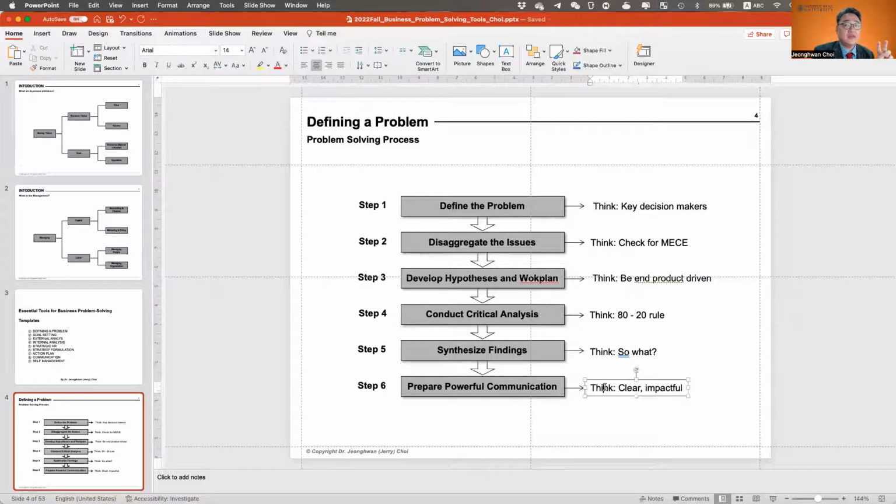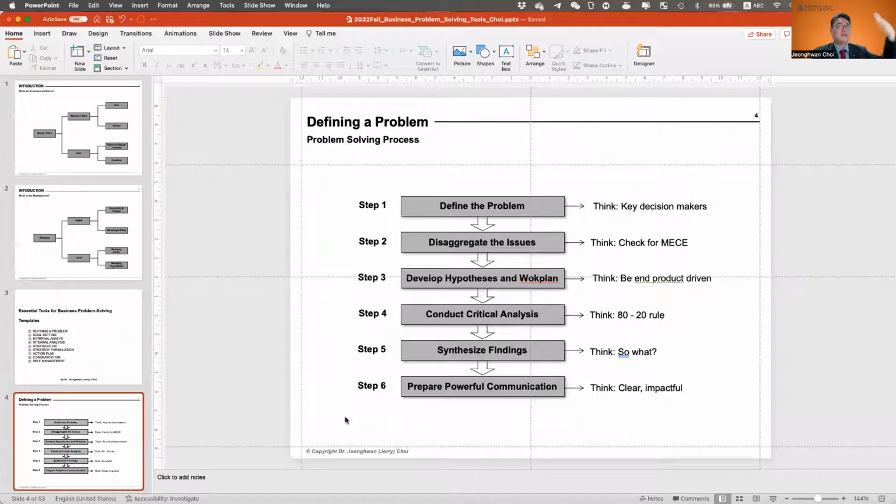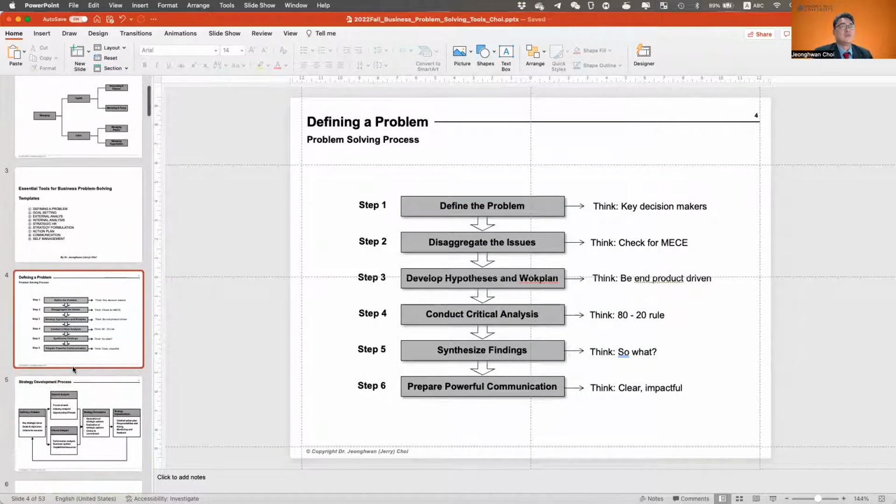Okay, and think: is my message clear, and is my communication impactful? Am I telling a very persuasive story? What am I talking about? What is my message? Is it logical? Is it persuasive? Does it make sense? Okay, so these 6 steps are the general McKinsey business problem solving process, and this is most popular in the consulting industry. Okay, good. That's a general process.